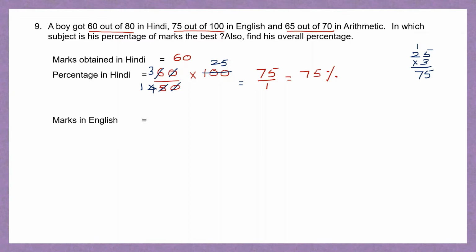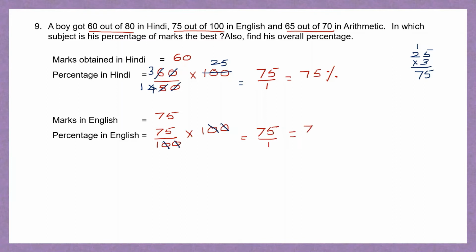Then what are his marks in English? He's got 75 out of 100 in English. So to find his percentage in English, we say 75 out of 100. This is what he got. And to convert to percent, we multiply by 100. Let's cancel. I can cancel the 2 zeros there and the 2 zeros here. So now I just have 75 into 1, which is 75 by 1. So this is again 75%. So in English also he got 75%.